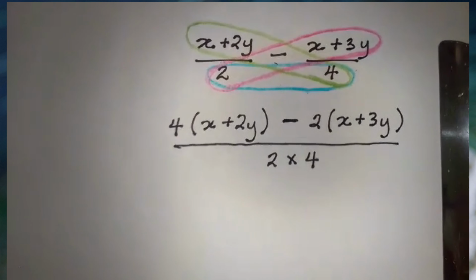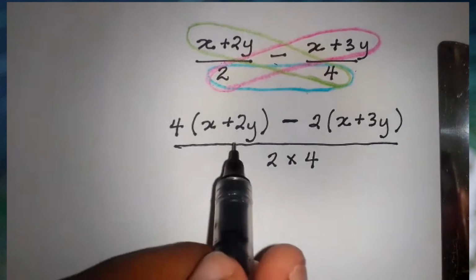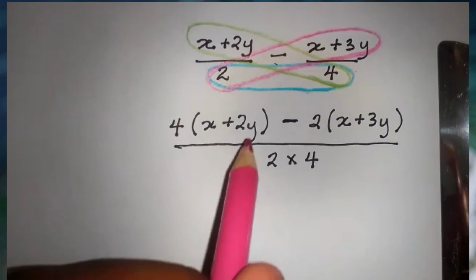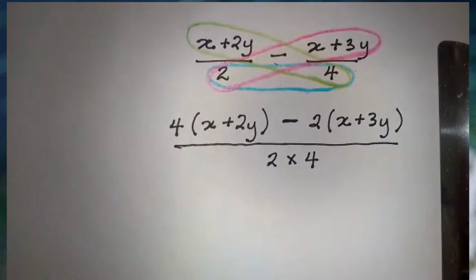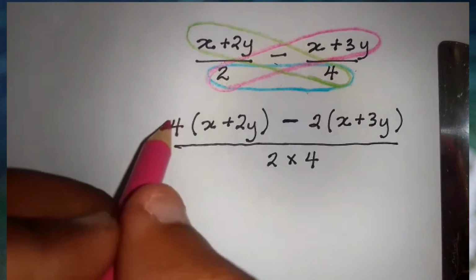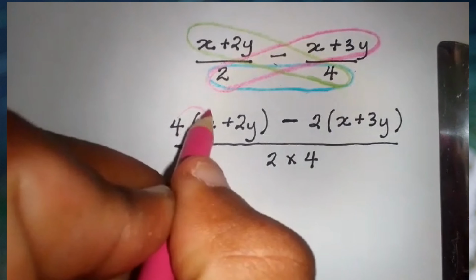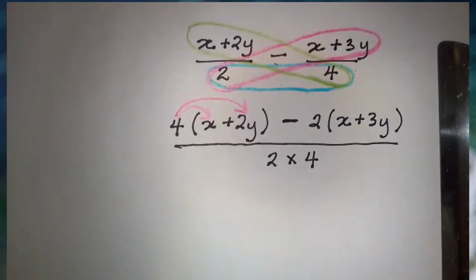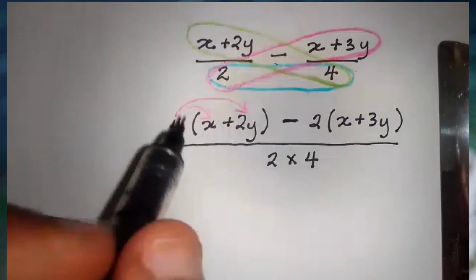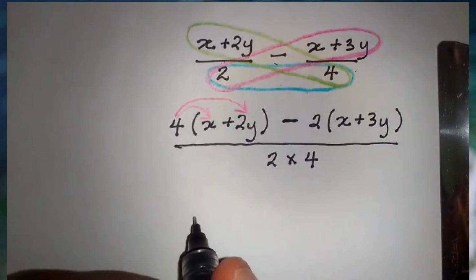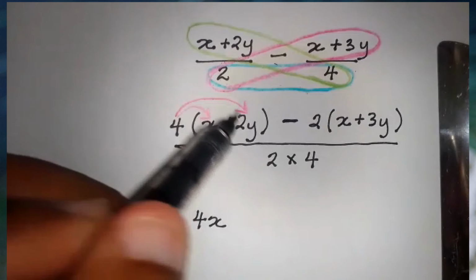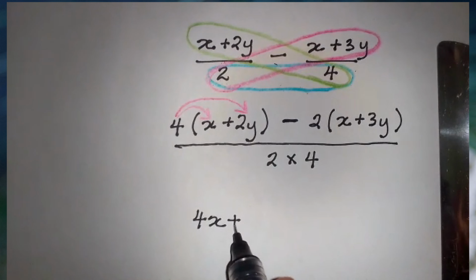Easy so far. Now, where I see brackets, it means that I'm going to use the distributive law. And the distributive law says whatever is inside the brackets, I multiply it by what's on the outside, remember? So I'm going to have 4 times x as well as 4 times 2y. I'm taking it step by step. So 4 times x will give us 4x. And 4 times 2y will give us 8y.